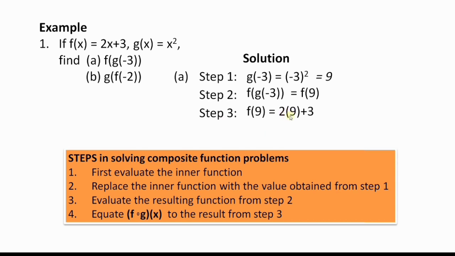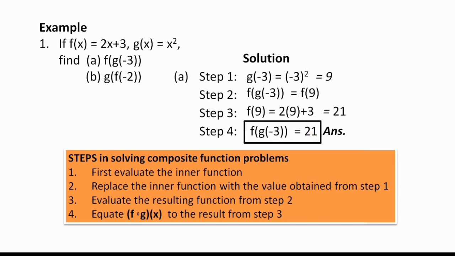We have 2 times 9 plus 3, because the f function says 2x plus 3. Where you see x, you replace it with 9. So you have now f of 9 equals 2 times 9 plus 3. 2 times 9 is 18, plus 3 is 21. So our f of 9 is 21. Then step 4 says equate f of g of x to the result from step 3. F of g of minus 3 equals 21. So this becomes our answer for this problem.